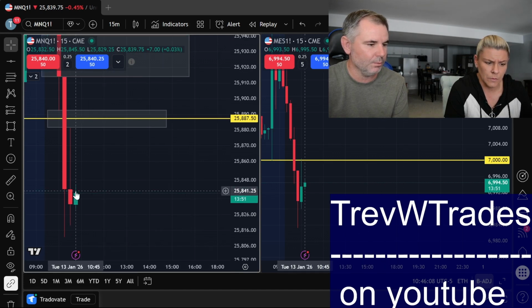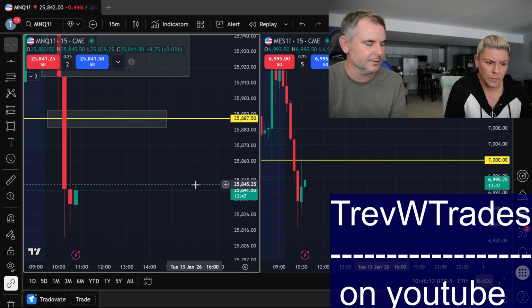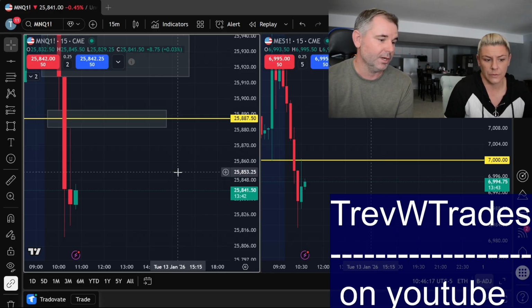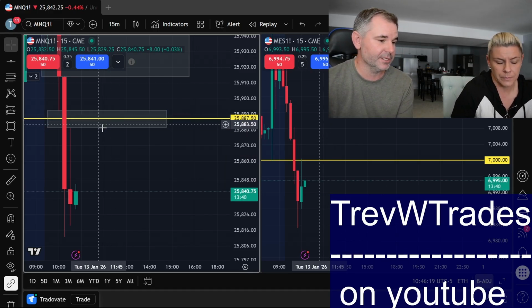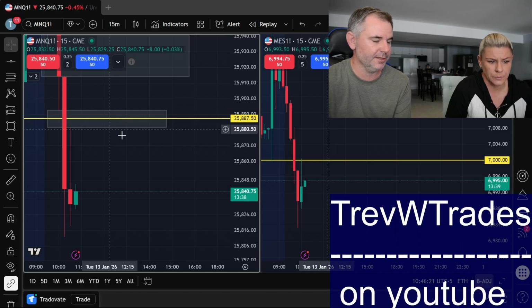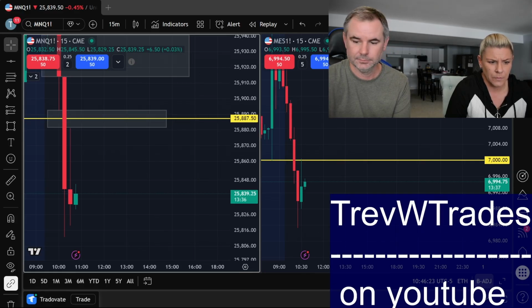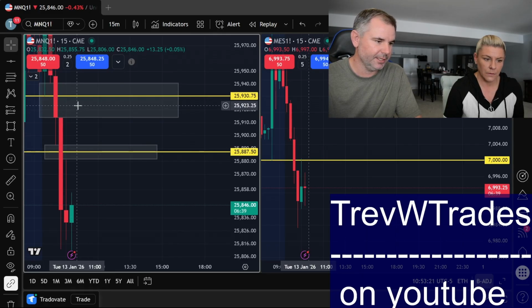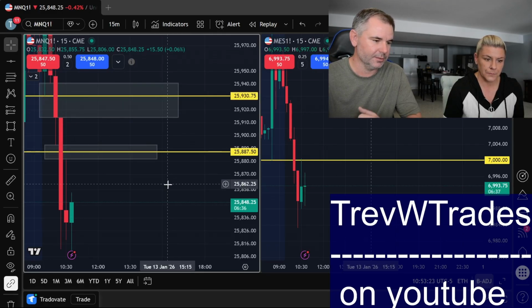So now all we want is the price to come up to this area, and we're going to take a sell. We just want the price to get to this, our sell area. I'm probably just going to go in with 2 micros, and then if we come up here, I'll add another 2 micros.